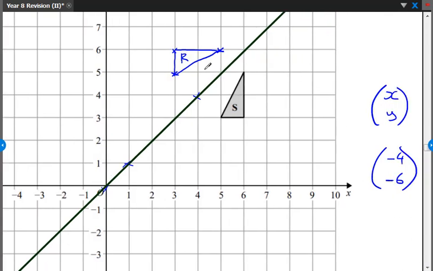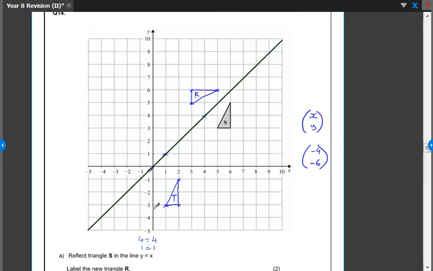Yep. 1, 2, 3, 4, and down 6, which will bring us here. Now we go to this point, across 4, 1, 2, 3, 4, and down 6, which will bring us here. And the last one, 1, 2, 3, 4, and down 1, 2, 3, 4, 5, 6. So then you just draw in your new shape there, like that. Draw it with a ruler, and I think that's called T. And that's that.